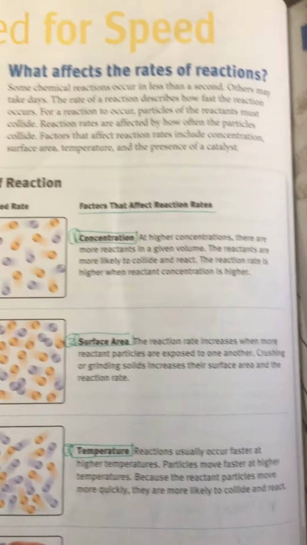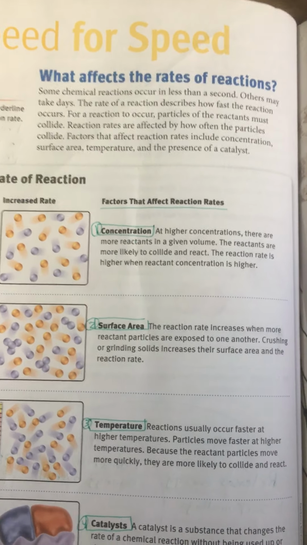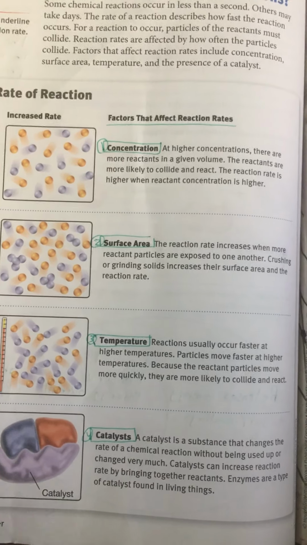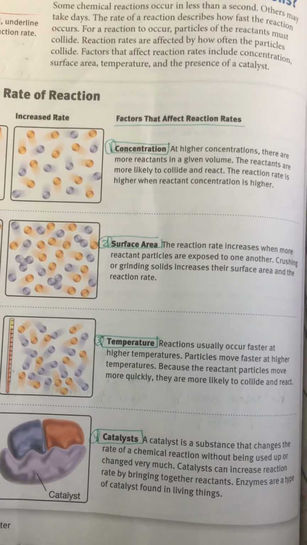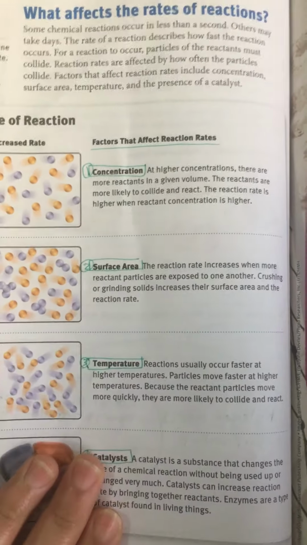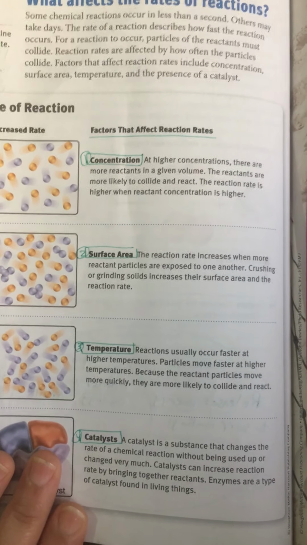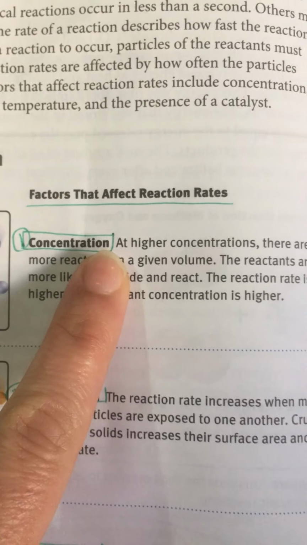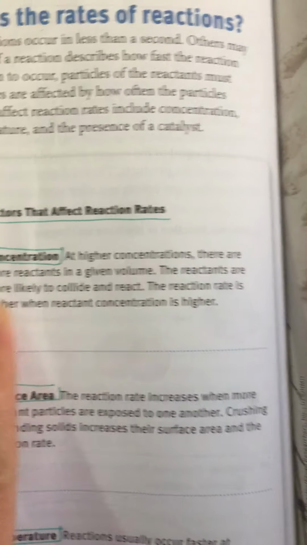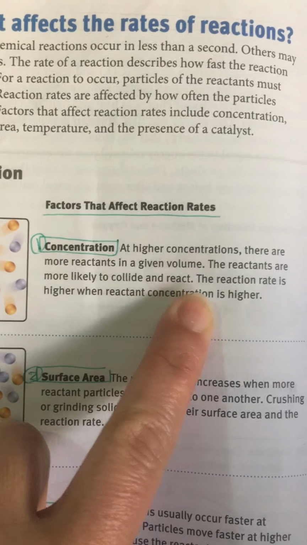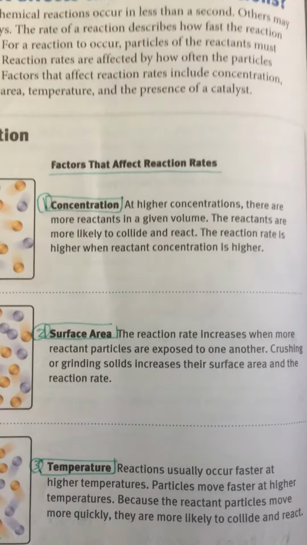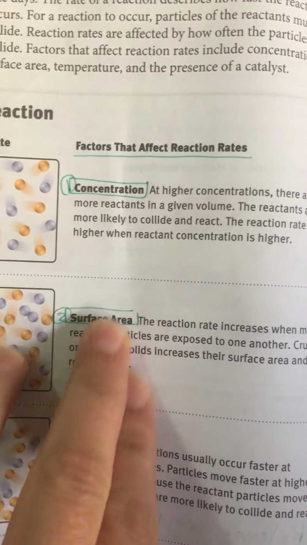Now, what affects the rates of reactions? We have 4 main factors that increase, or sometimes decrease, the rate. Here they mentioned the factors that increase the reaction. We have at the beginning the concentration. At higher concentration, the reaction will be faster. So the volume of the reactants will be more, then the reaction will be more. So this is a positive relation.